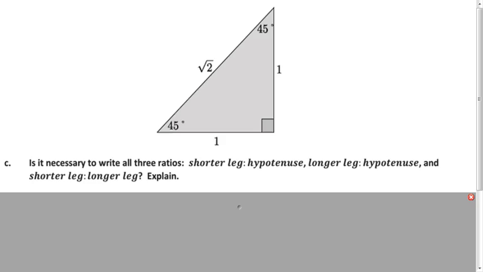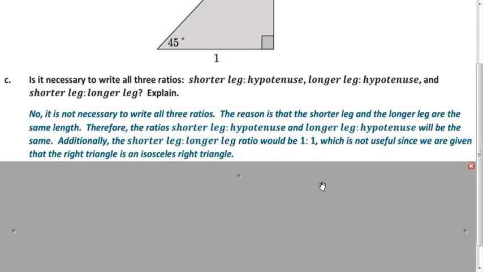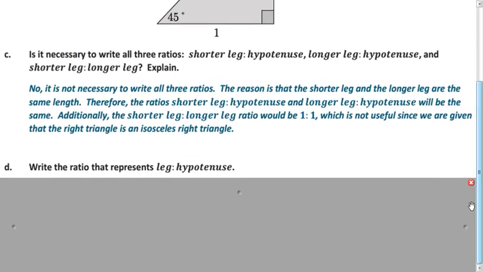So when we're writing the ratios in this case, do we really have to write all three of those? Well, not really. The shorter leg to the hypotenuse is going to be the same as the longer leg to the hypotenuse. And the shorter leg to longer leg is just 1 to 1. That's not very interesting. So you only really need one ratio here. So the only ratio we care about is leg to hypotenuse. And that would be 1 to the square root of 2.